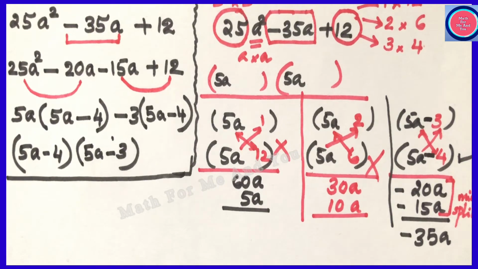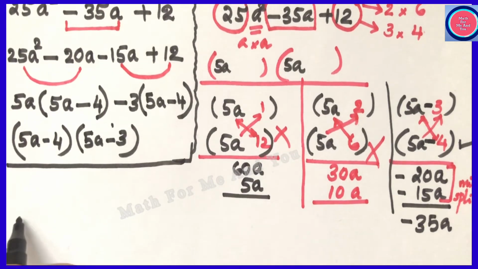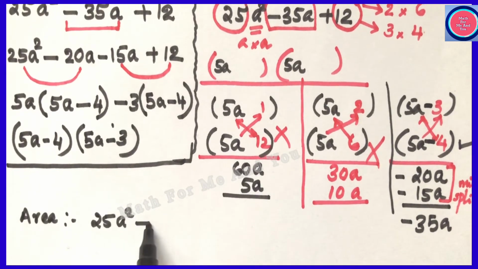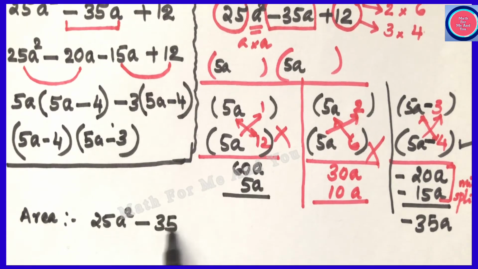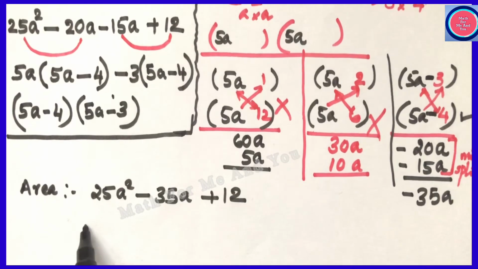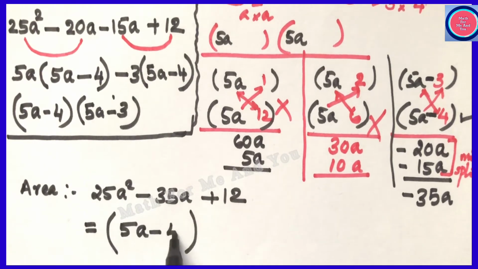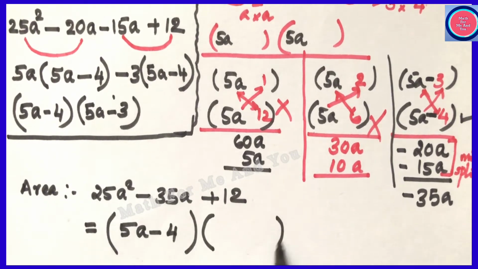So in this question, area is given, which is a quadratic expression. And first part, the area is 25a square minus 35a plus 12, which is a quadratic expression, and we have factorized using splitting the middle term, and we got the two factors as 5a minus 4 and 5a minus 3. These are the dimensions of length and breadth.